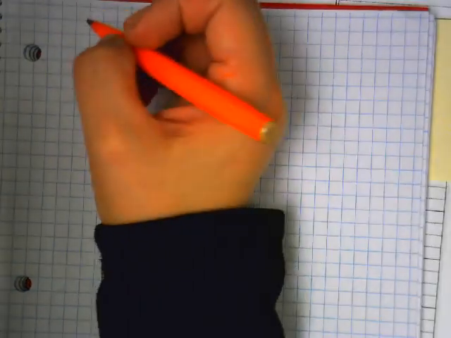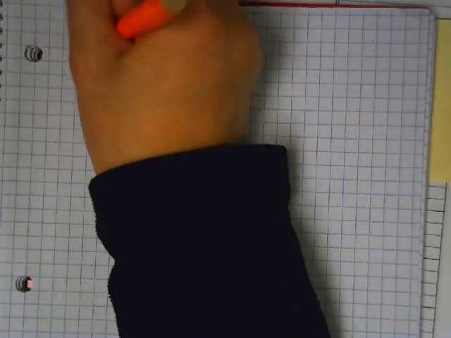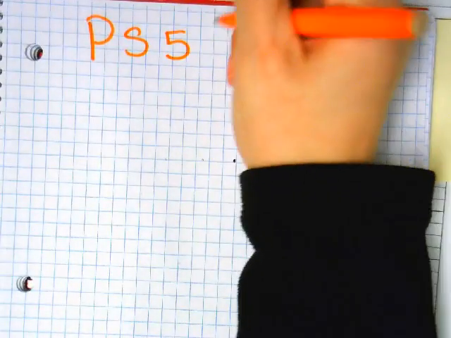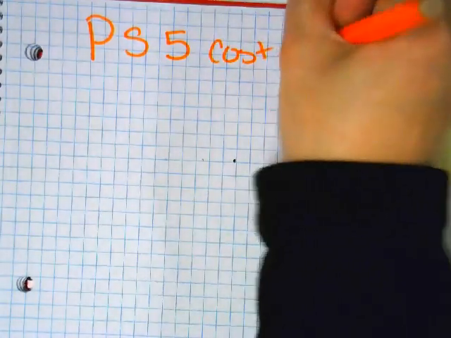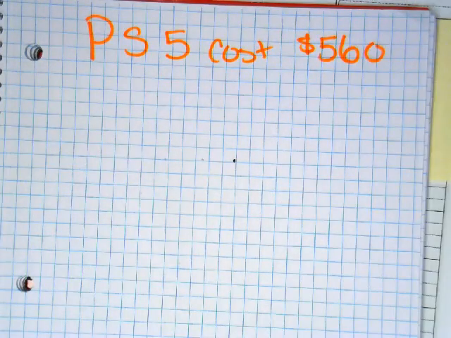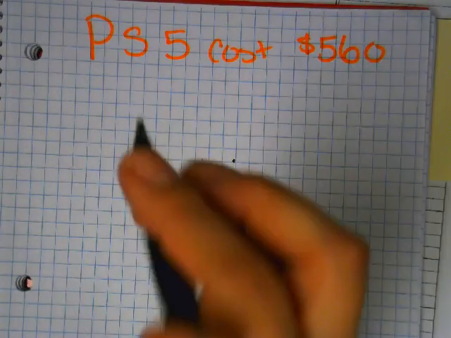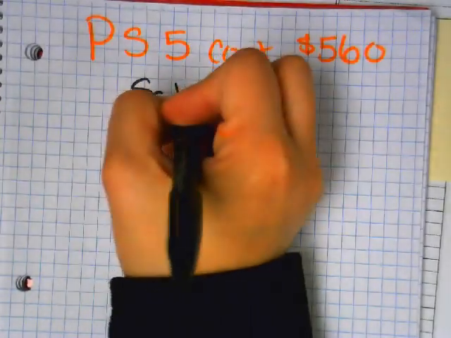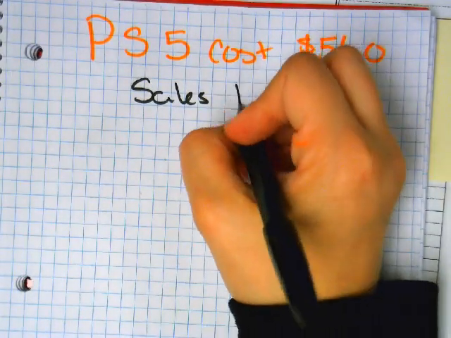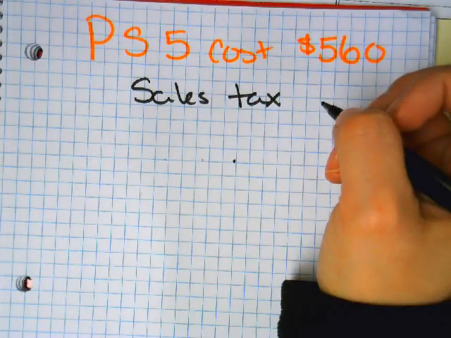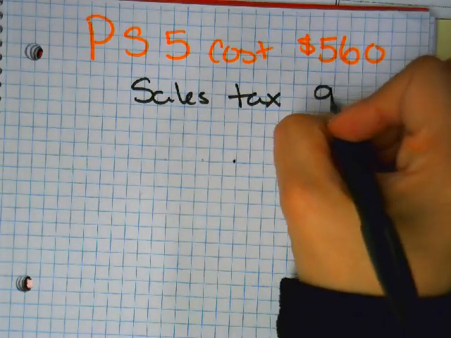Something very expensive. PS5. Stay positive, kid. I shall do 600. So the PlayStation 5 costs $560. So your parents said, we're not going to buy it for you. You have to save up. So you have to save up your Christmas money, your birthday money in order to pay for your PlayStation. And by then, it will be PlayStation 6. Your sales tax, we went to an expensive city, is 9%.